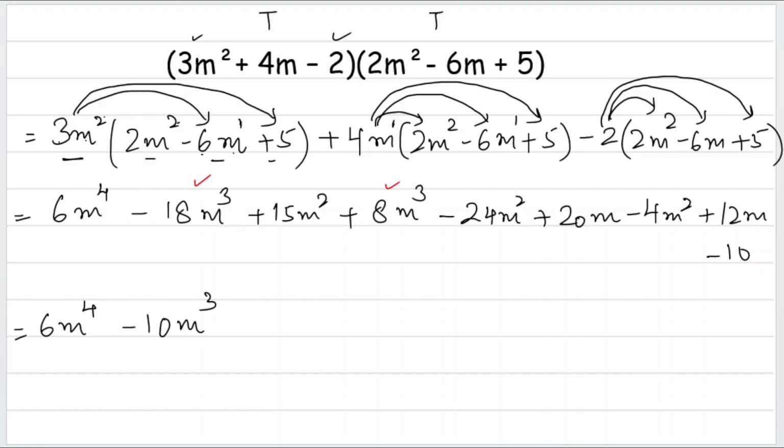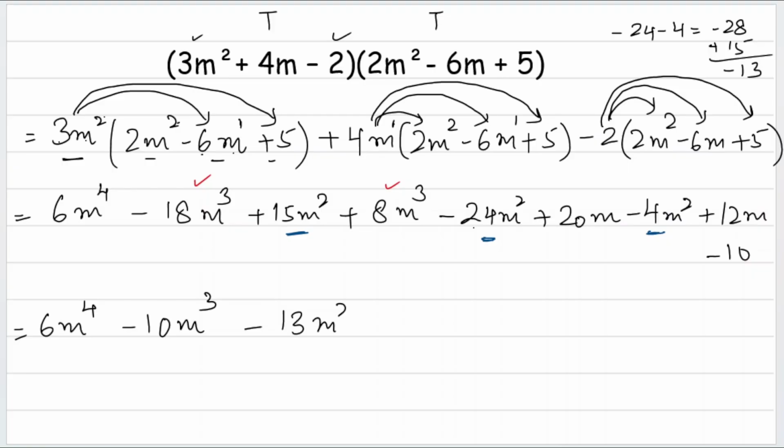Do we have m square? Yes, 15m square, negative 24m square and negative 4m square. So negative 24, negative 4 is negative 28 plus 15. It will give me negative 13. So it's negative 13m square.